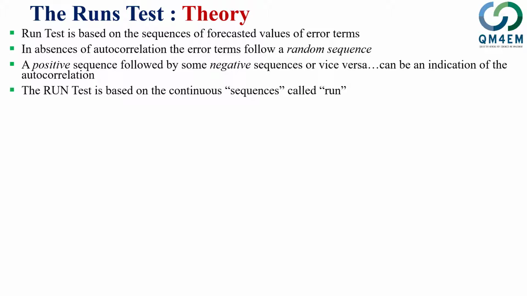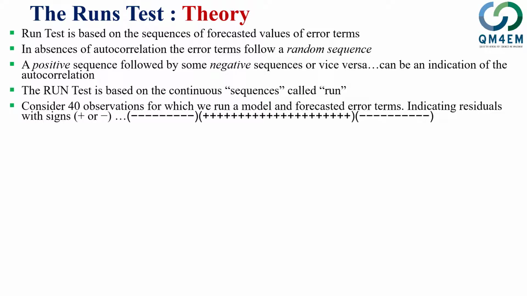Before telling more about the theory and how this test is applied, let's consider a hypothetical scenario and apply this test to some hypothetical examples. So consider 40 observations for which we run a model and forecast their error terms, and we see that some error values are positive and some are negative. I'm going to use the plus and minus signs for the positive and the negative residual terms respectively. Then we can form a sequence of these positive and negative values.